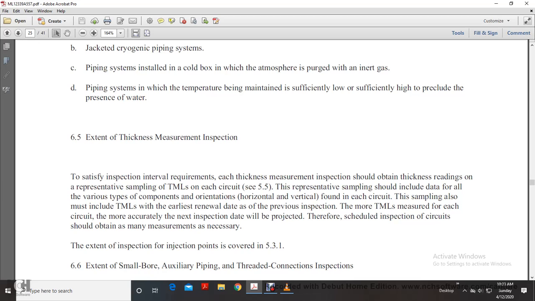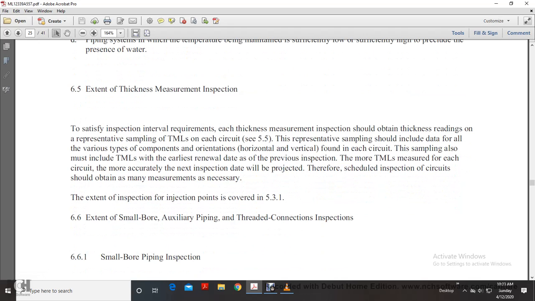Thickness measurement locations should be on each circuit. C5.5: the representative sample should include data from all the various types of components for the operating orientations, horizontal and vertical, and the bounds of each circuit. The sample must also include thickness measurement locations with the earliest renewal date from the previous inspection. The more thickness measurement locations measured for each circuit, the more accurately the new inspection date will be projected. Therefore, scheduling an inspection of the circuit should obtain as many measurements as necessary.